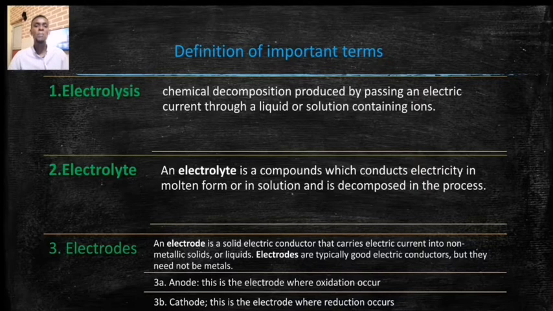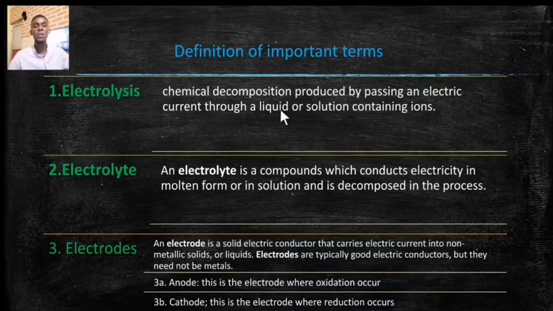And so I'm going to pinpoint each word, going about it one after the other. We have here electrolysis. This is chemical decomposition. I repeat, the chemical decomposition produced by passing an electric current, usually a DC current, a direct current, through a liquid or solution containing ions. The word liquid here could be replaced with molten.